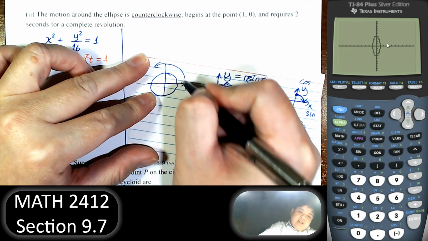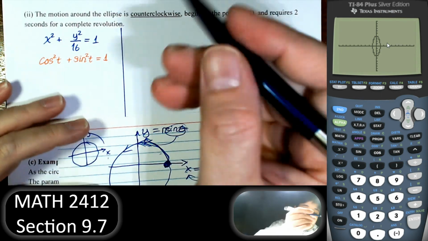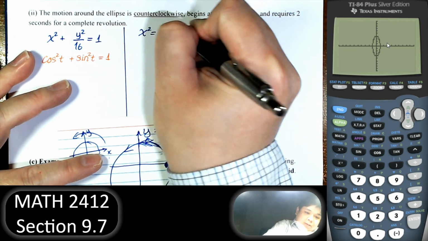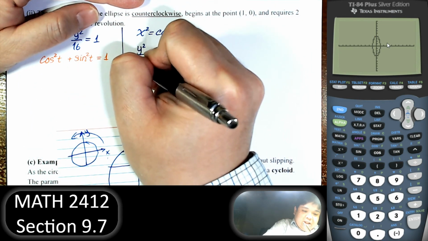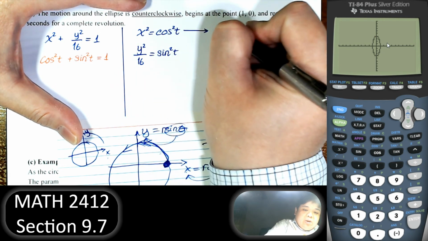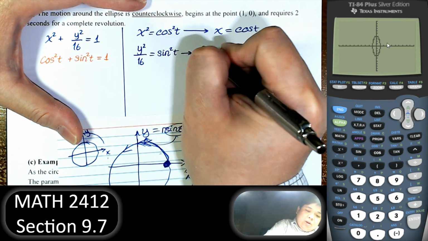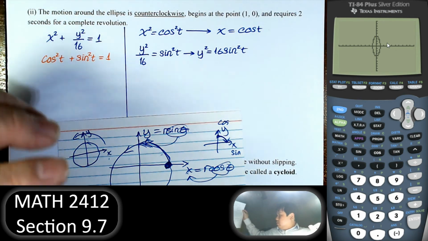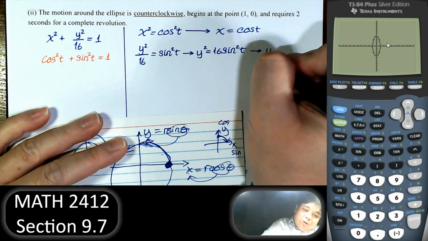So we go from the x-axis to the y-axis, so we go from cosine axis to the sine. So x should go with cosine, and y squared over 16 equal to sine squared. Take the square root on both sides, x equal to cosine t. Multiply by 16: y squared equal to 16 sine squared. Take the square root on both sides, y equal to 4 sine t.